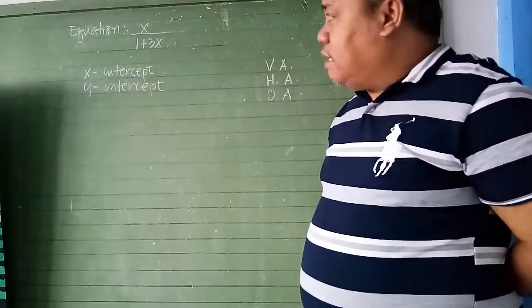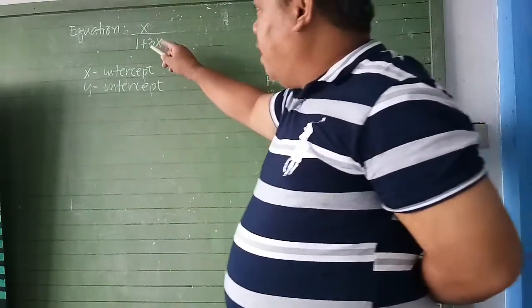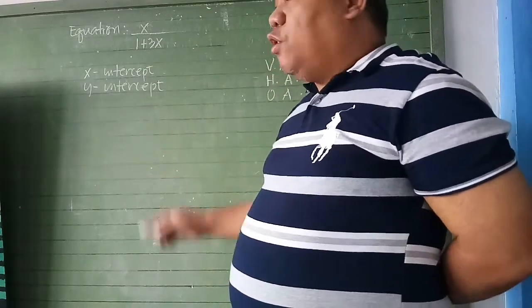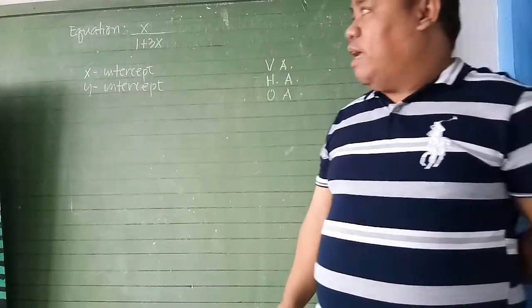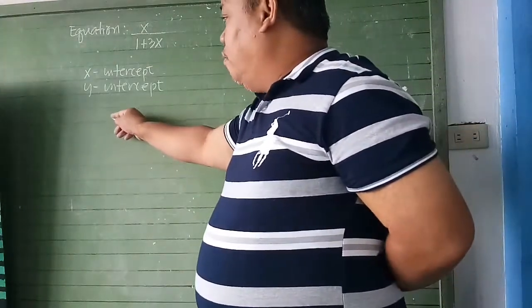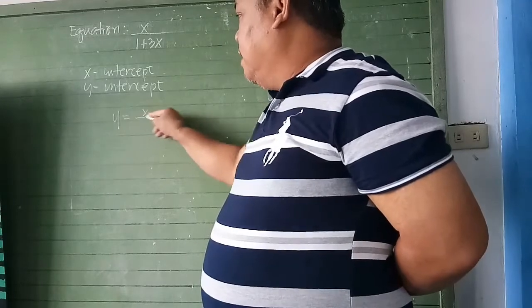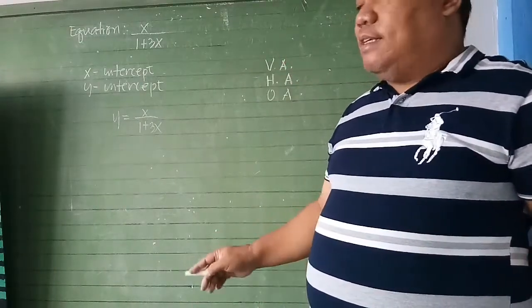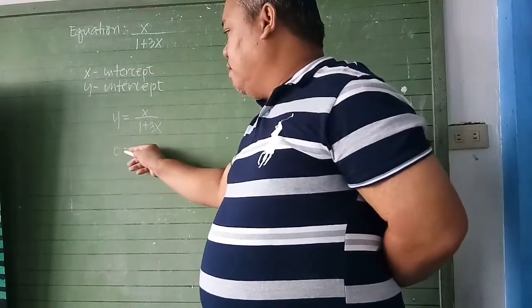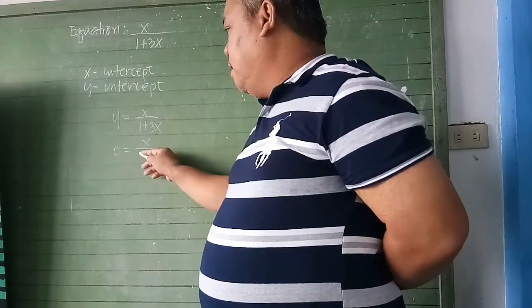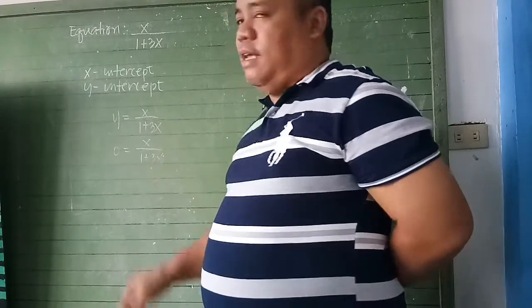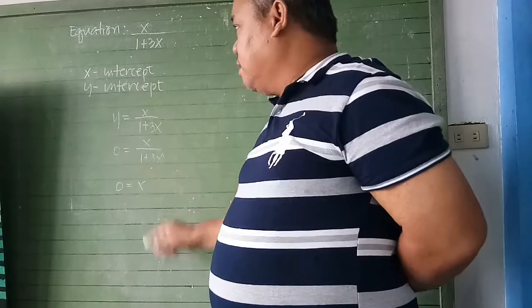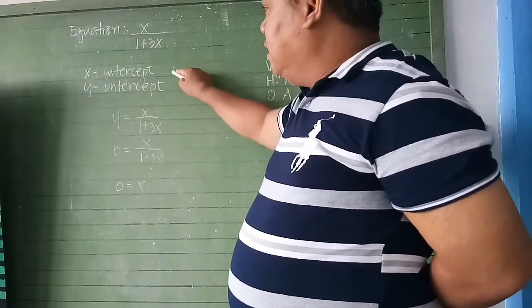Now, let us discuss this equation. So that is f(x) is x over 1 plus 3x. So let us find the x-intercept. To find the x-intercept, set y equal to 0. y is equal to x over 1 plus 3x. So let us set y to 0 because we are looking for the x-intercept. So we have 0 is equal to x over 1 plus 3x. Now, when you multiply, it automatically becomes 0. So 0 is equal to x. So your x-intercept is 0.